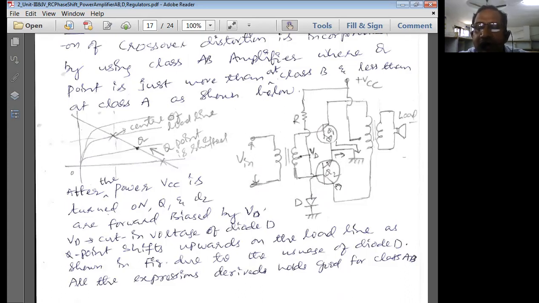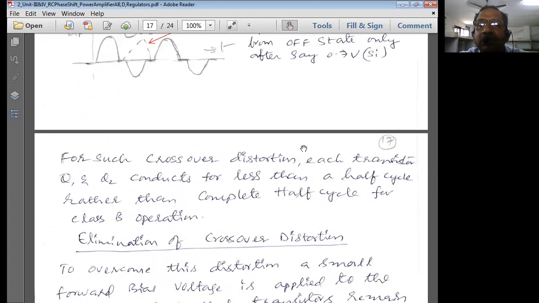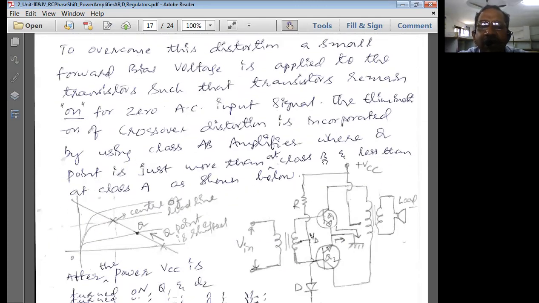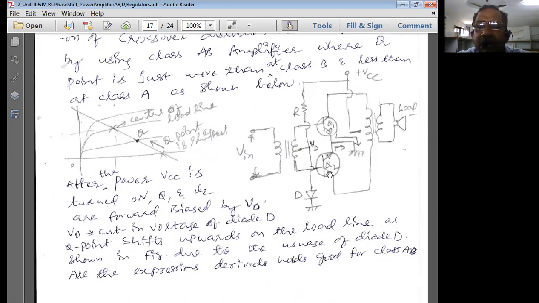Q2 is already on, just after the zero value. Now we have a zero value here. Just after the zero value, immediately the signal is transmitted through the transistor Q2. Because the signal is getting transmitted through Q2, we get the output current. This is how we normally have the current.